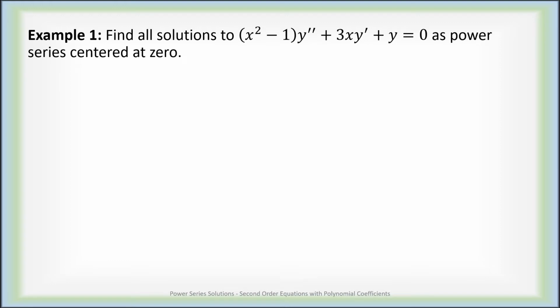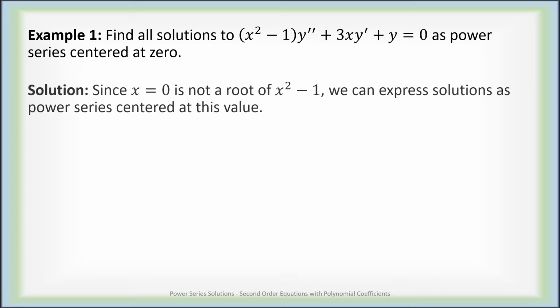Find all solutions to the equation x squared minus 1 times y double prime plus 3x times y prime plus y equals 0 as power series centered at 0. As always, we check the place where we are centering our power series is not a root of the leading coefficient. Therefore, we're at an ordinary point and we're going to be fine expressing solutions as a power series centered at that value. So here is our generic form for a power series centered at 0, and we assume y takes this form. Then we just have to start computing various terms to go into the differential equation.